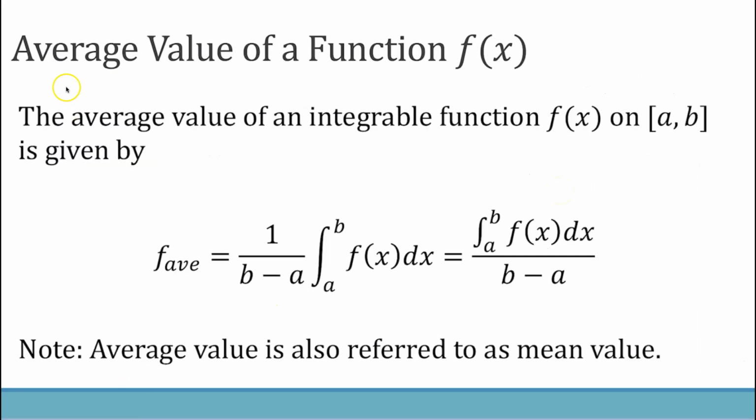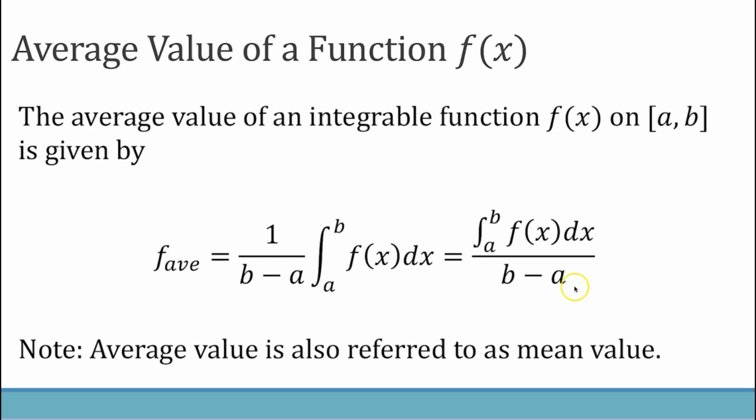So we have a continuous function, an infinite collection of numbers, and we want to find the average of those values. Well, that brings us to the following formula. The average value of an integrable function f of x on a closed interval from a to b is given by the formula f av, for average, is equal to 1 over b minus a, the integral from a to b of f of x dx.